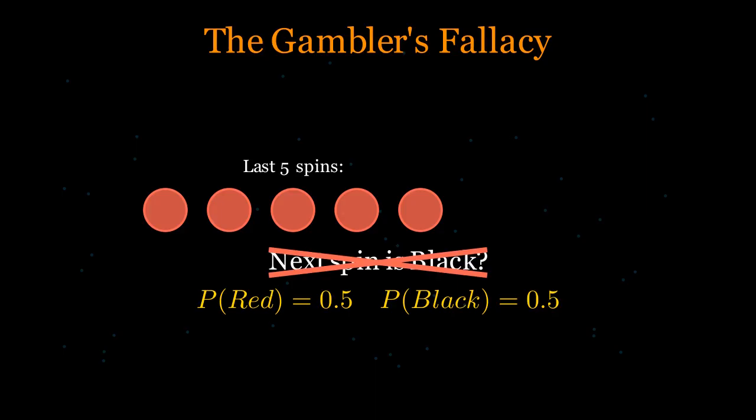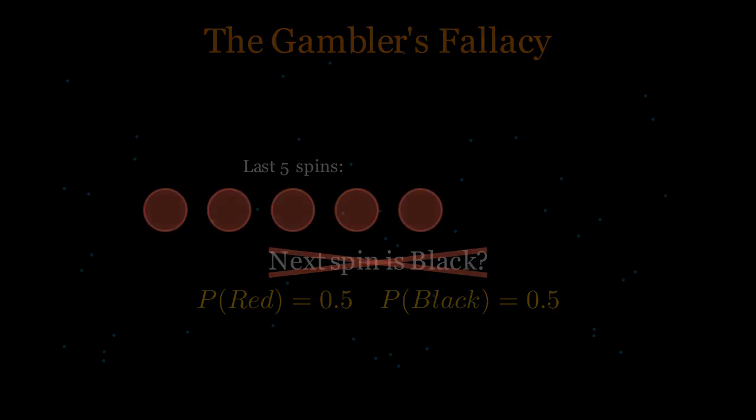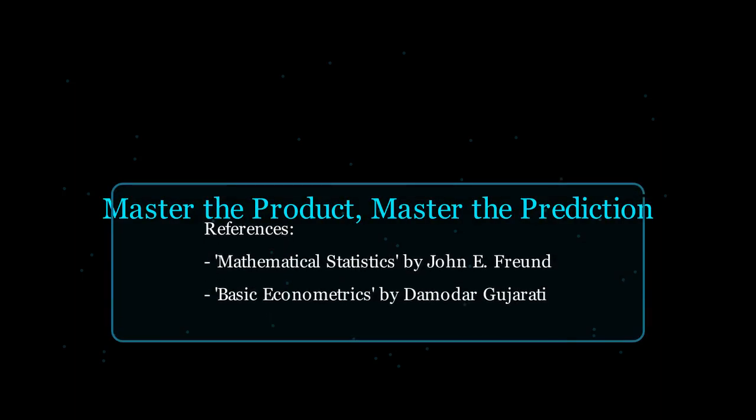However, we must be careful with the gambler's fallacy. Many people believe that if a roulette wheel has landed on red 5 times in a row, black is due. This is a cognitive bias. If the trials are independent, the history does not matter. The probability remains constant. As noted in Gujrati's Basic Economics, treating dependent events as independent is one of the most common errors in statistical modeling.